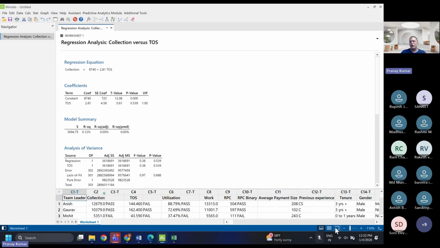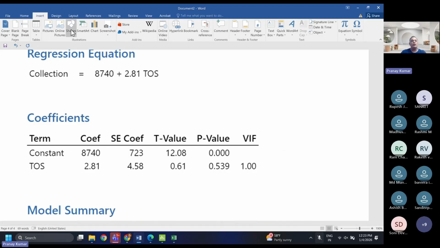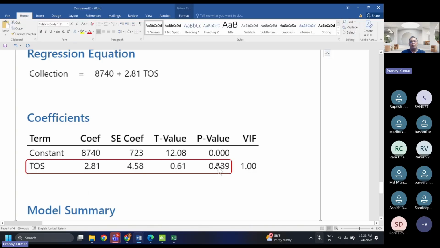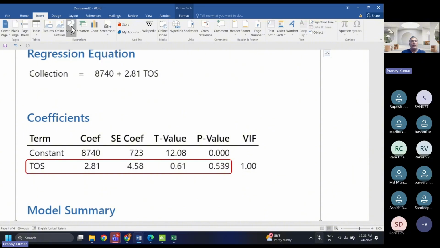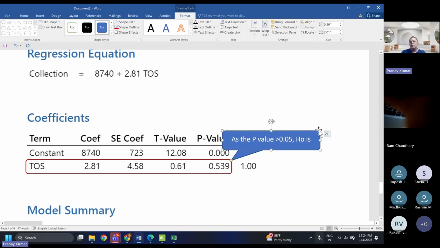Correct, everyone? If I were to take a screenshot, the first thing I'm saying is you should look at the p-value that you have gotten for the factor that we were looking at. I'm just highlighting that. Because my p-value is greater than 0.05, I am concluding that the null hypothesis is true. The p-value is greater than 0.05, H0 is true. Simple thought, everyone, so far.